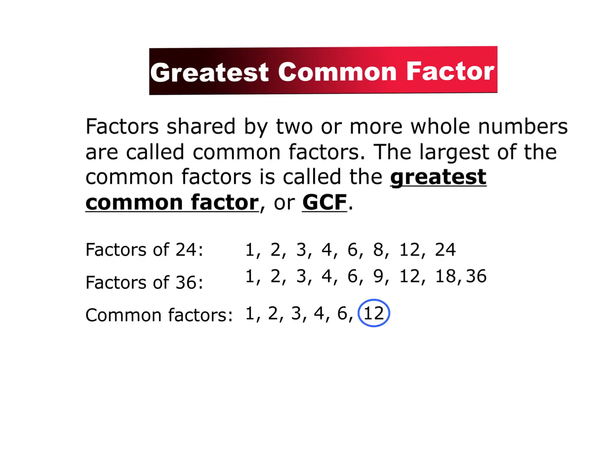First off, the definition of a greatest common factor: if you have factors that are shared by two or more whole numbers, they're called common factors. This is also true for variables. The largest of the common factors is what we call the greatest common factor.